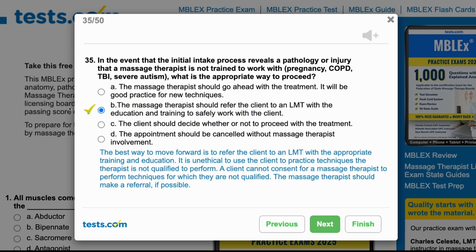B. The massage therapist should refer the client to an LMT with the education and training to safely work with the client. The best way to move forward is to refer the client to an LMT with the appropriate training and education. It is unethical to use the client to practice techniques the therapist is not qualified to perform. A client cannot consent for a massage therapist to perform techniques for which they are not qualified. The massage therapist should make a referral if possible.